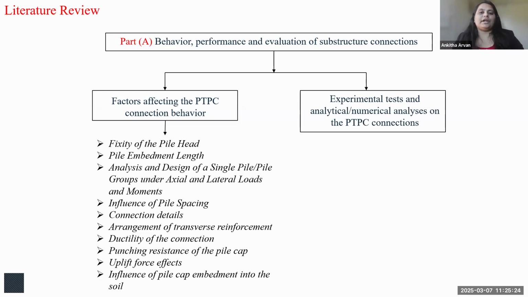Then a literature review for existing experimental tests and analytical and numerical analyses was conducted. These tests included various DOT results or university professors working in that area and all that.